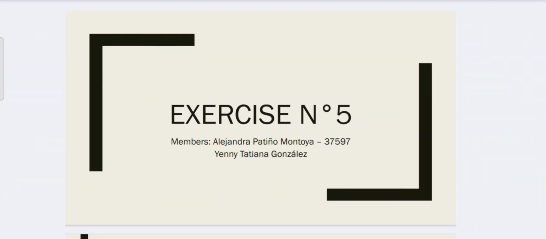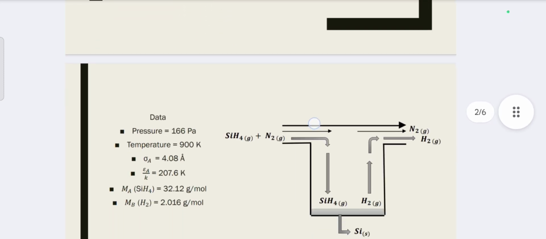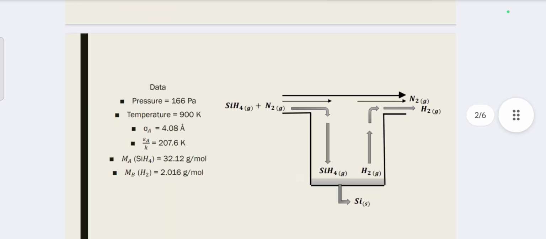Now that we know the problem, first the diffusivity of the silane must be calculated by Lennard-Jones. So we have the following data: pressure is equal to 166 Pascal, temperature is 900 Kelvin, and the following silane constants, which you can see on the screen. We also have the molecular weight of silane and hydrogen.